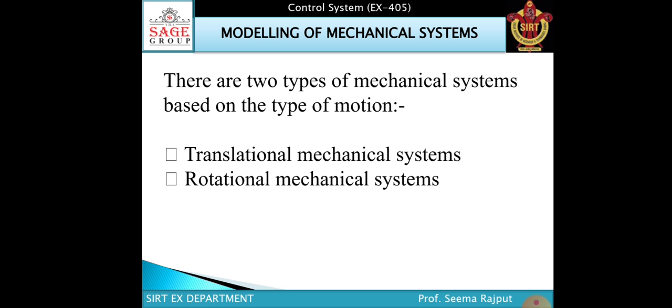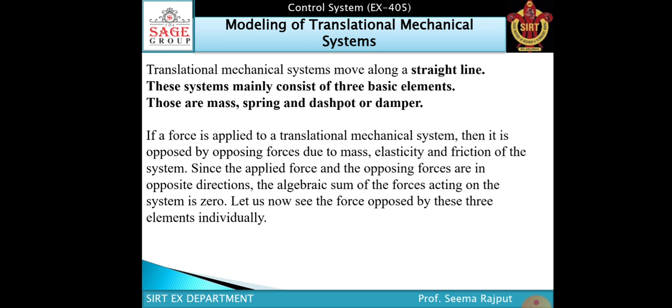In translational mechanical motion, three main things are important for translational mechanical system. So first of all, what is translational mechanical system? So translational mechanical system move along a straight line. That's why it is called translational mechanical system. These systems mainly consist of three basic elements, and these basic elements are mass, spring, and damper. Damper is also known as dashpot.